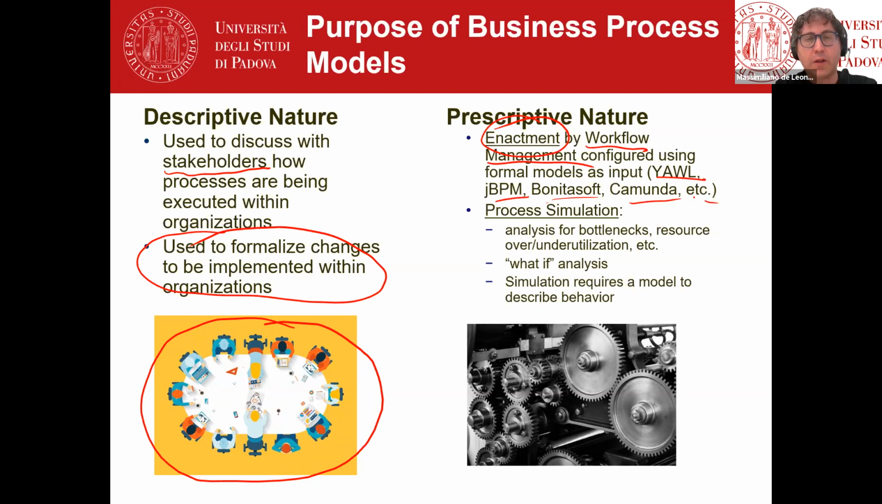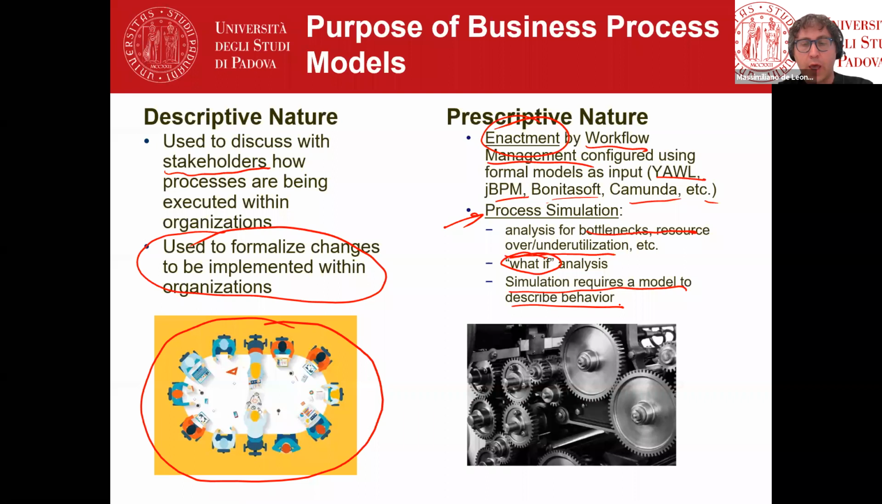But it is also recently gaining momentum, the use of a process model to drive simulations in order to discover bottlenecks, resource over or under utilizations, and other aspects of the process, in order to understand where the issues exist, and later, what kind of changes we can make in order for the process to perform better. This is what is usually called a what-if analysis. Simulations also require a model that describes the behavior. So you explain your behavior through a model. The model is given as input to simulation software for business processes. Then it will run, and you will collect all the information that you need in order to understand how the process is supposed to be executed.